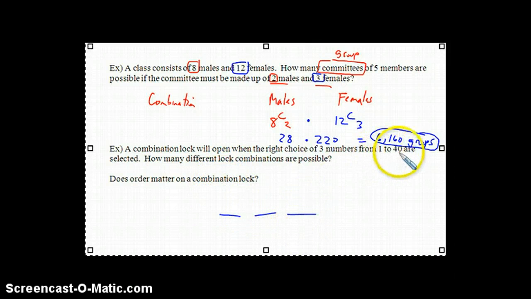So I've got the numbers 1 through 40, so that's 40 total numbers. And on a combination lock, you can repeat the digits. So you would ask yourself how many different numbers could you put in for the first number? There'd be 40 different numbers, and the second one would be 40, and the third one would be 40. So we do 40 times 40 times 40, and we would get 64,000.